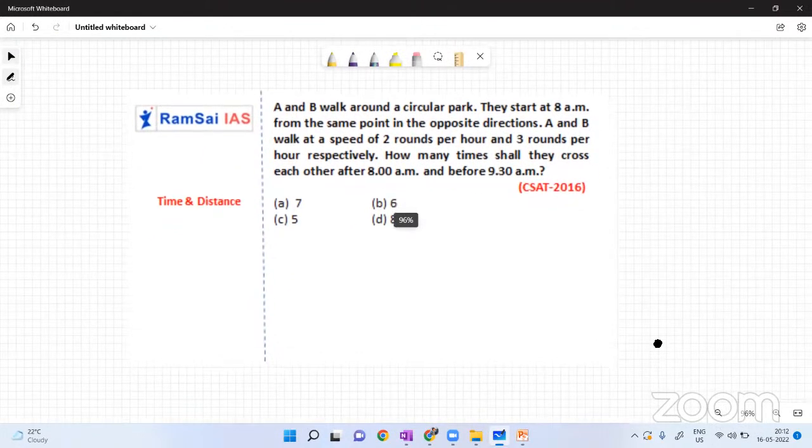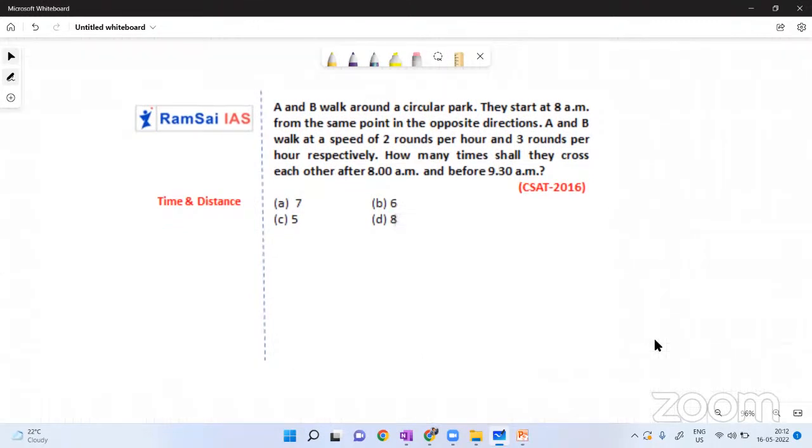A and B walk around a circular park. They start at 8 a.m. from the same point in the opposite directions. A and B walk at the speed of 2 rounds per hour and 3 rounds per hour respectively. How many times shall they cross each other after 8 a.m. and before 9:30 a.m.? So total we have 1.5 hour time. In 1.5 hour time, how many times they'll meet each other? That is the question, right?